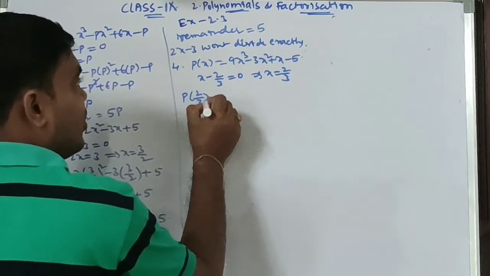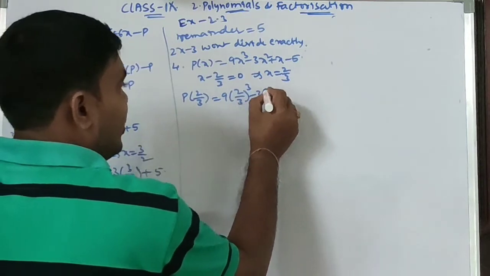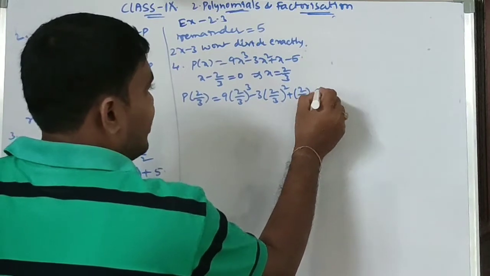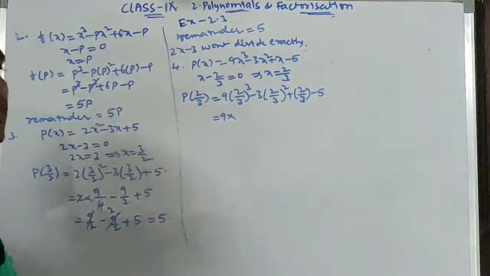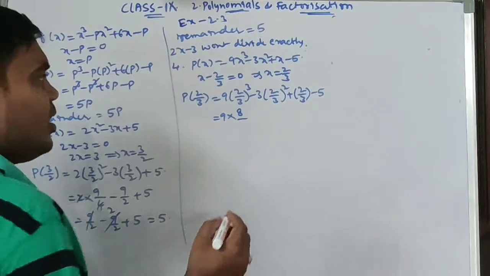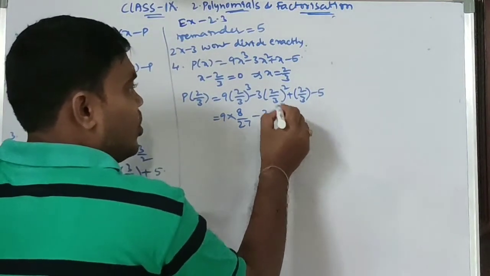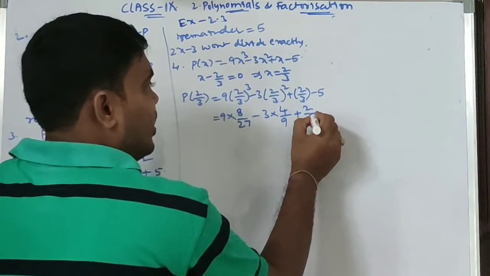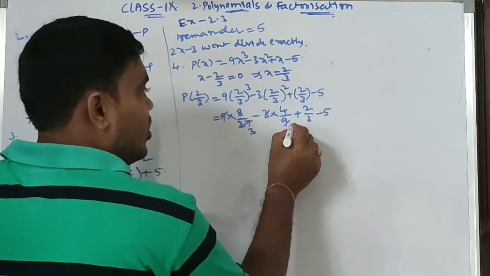p of 2 by 3 equal to 9 of 2 by 3 whole cube minus 3 into 2 by 3 whole square plus 2 by 3 minus 5. So 9 into 2 cube, 2 into 2 into 2, how much? 8. 3 cube, 3 into 3 into 3, 3 into 3, 9 into 3, 27, minus 3 into 2 square, 2 into 2, 4, 3 square, 3 into 3, 9, plus 2 by 3 minus 5.